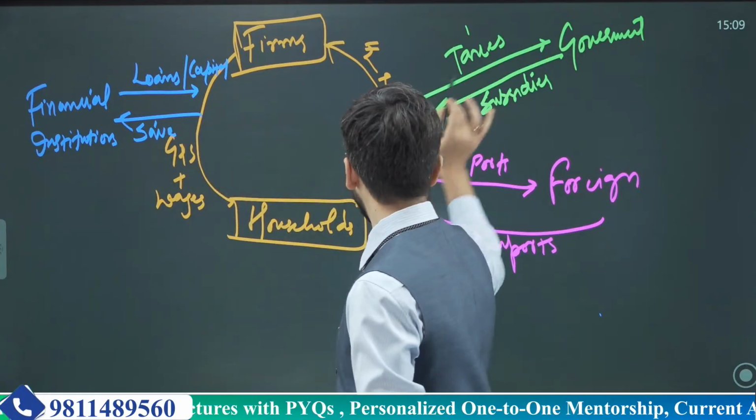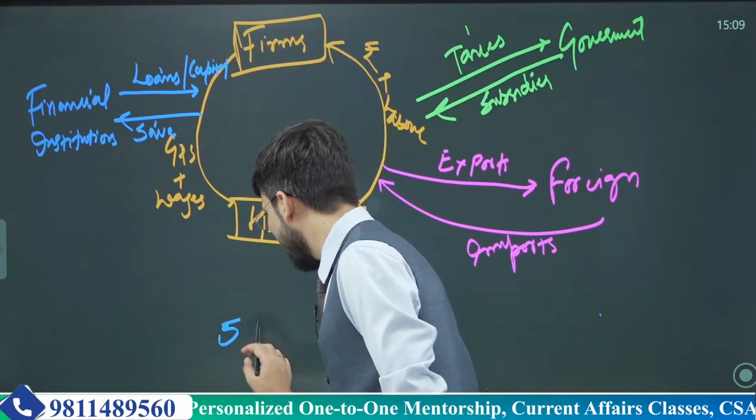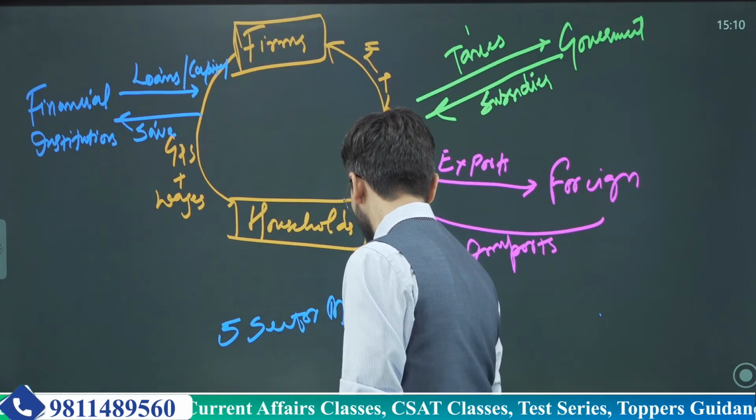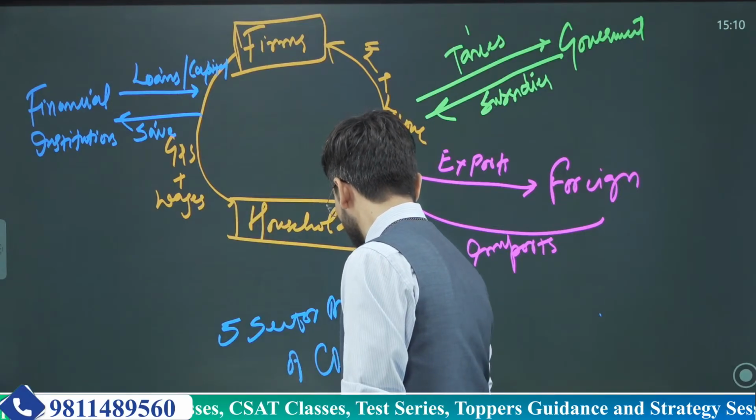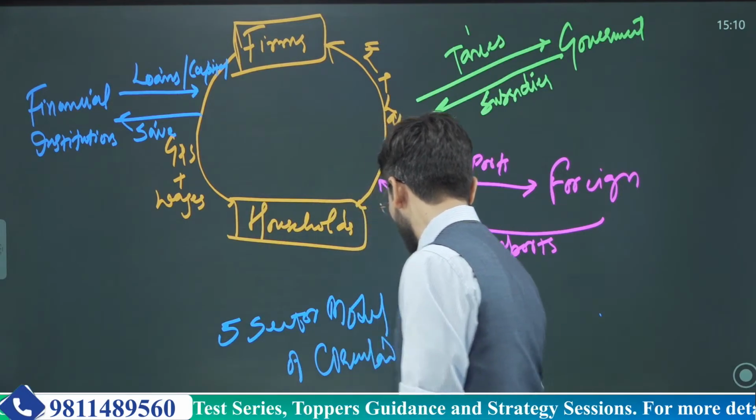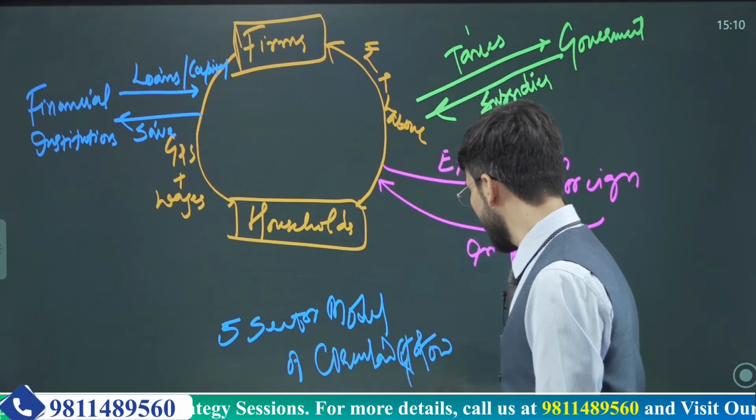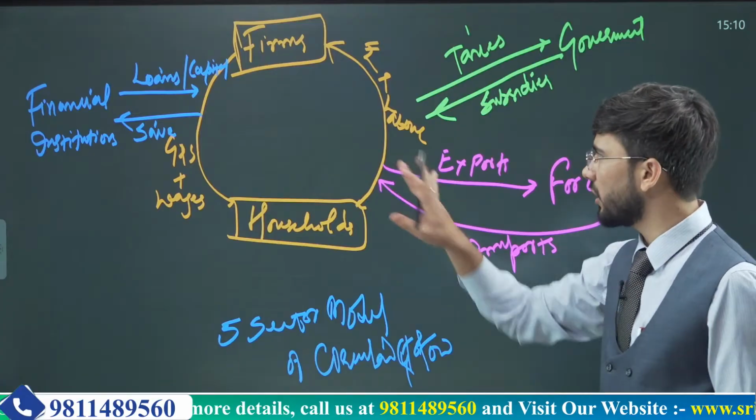1, 2, 3, 4, 5. The 5 sector model of circular flow of economy. Okay? The 5 sector model of circular flow of economy, this is it.